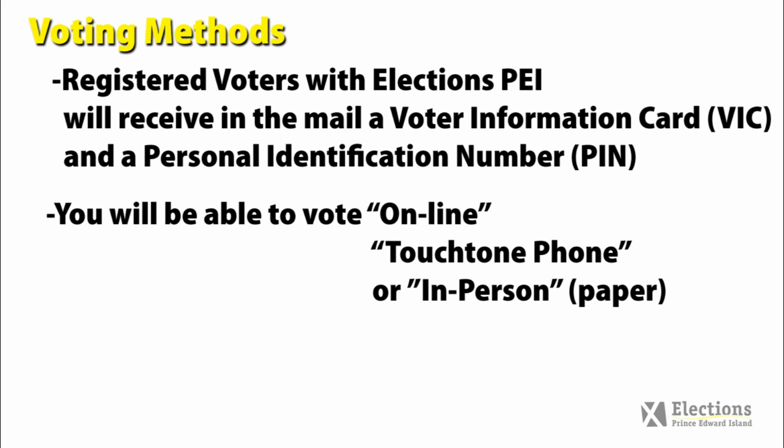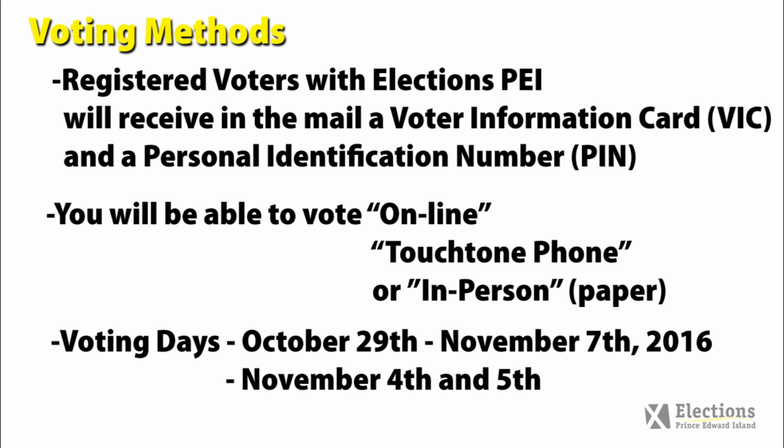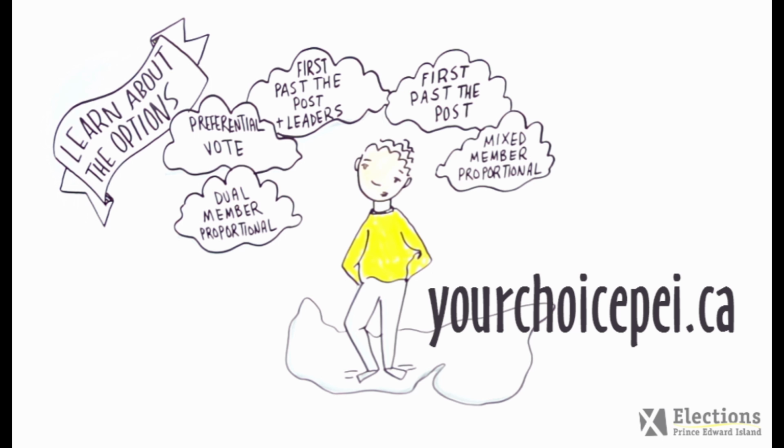All eligible voters will receive a voter information card and personal identification number before October 27, 2016 that will enable you to vote online between October 29th and November 7th, whether it is from your desktop computer, laptop, tablet, or even a smartphone. You will also be able to vote using a touch-tone phone. There will also be 2 days set aside, November 4th and November 5th, to vote in person using a paper ballot. Voters need to bring along their VIC card, their voter information card, and acceptable ID. The choice is yours, PEI, but you can only vote once.